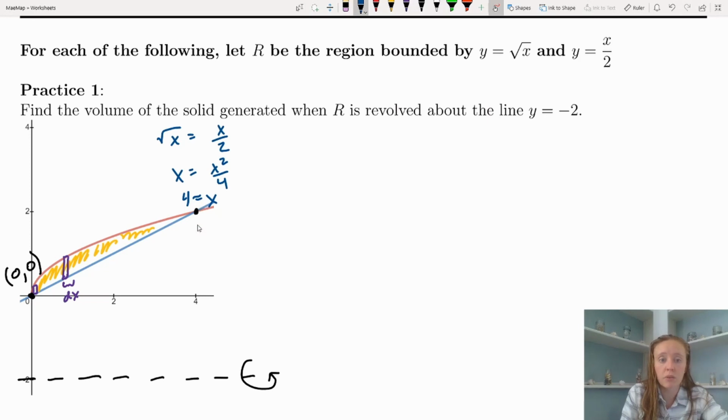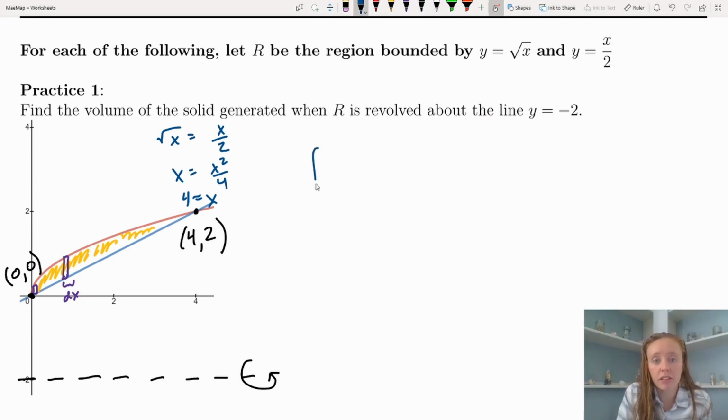So if 4 equals x, well, because I'm integrating with respect to x, I only care about that x value. But because I know I'm going to need that y value later on in this worksheet, I'll solve for that entire point. So the point is 4, comma, well, when we plug 4 in for x, 4 divided by 2 is 2, square root of 4 is 2. It is indeed equivalent. 4, 2 is that intersection point.